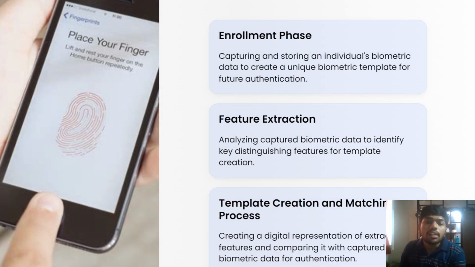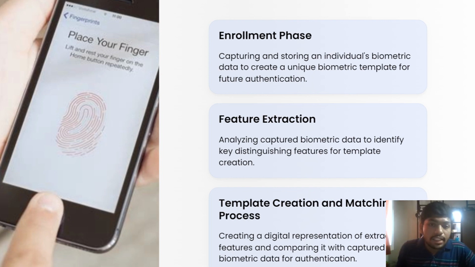Enrollment phase. During the enrollment phase, an individual's biometric data is captured and stored in a database. This process involves the individual providing a sample of their biometric trait, such as fingerprints or facial scan, which is then processed to create a unique biometric template. The template serves as a reference for future authentication attempts.